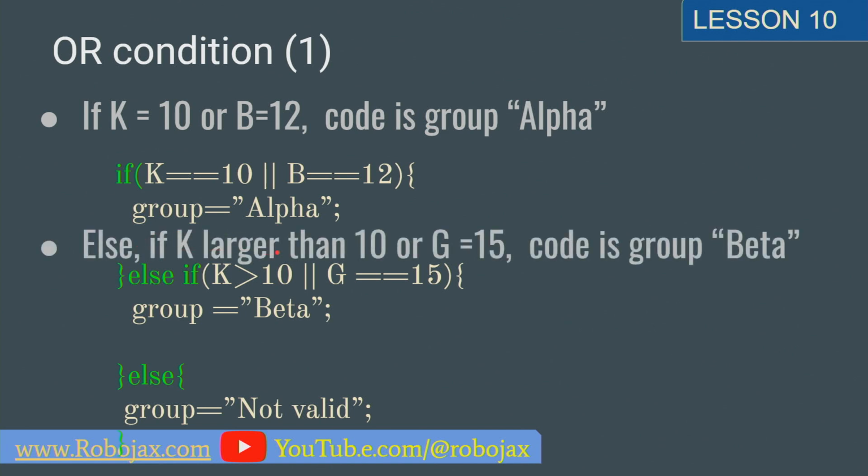And here, if K is greater than 10 or G is equal 15, we implement it like this: K is greater than 10 or G is equal 15, then group is beta, otherwise, or else, group is not valid. So we just assign a text to this variable called group. That's our action. Here is our action and here is our action.